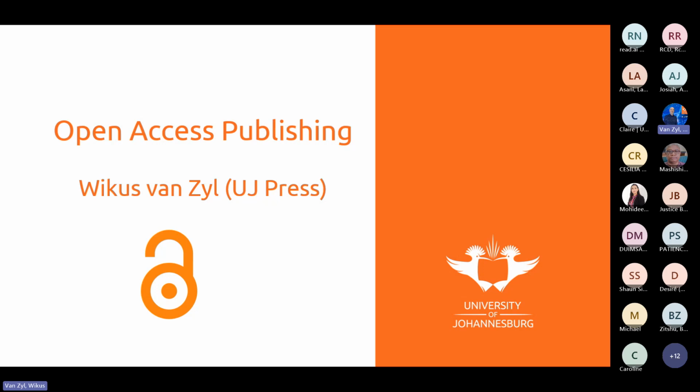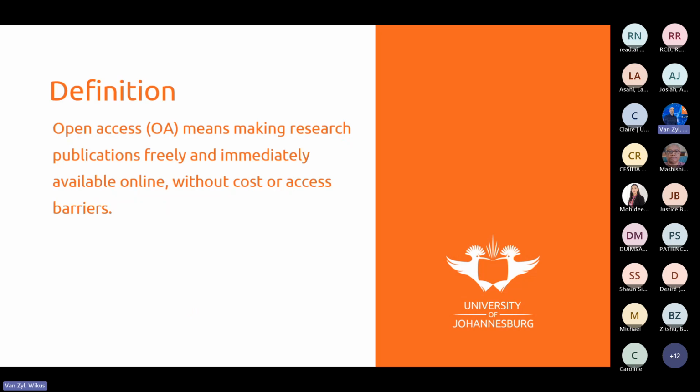Thank you for the opportunity to share a bit about open access publishing. I'm Vickers van Zyl and I'm the manager at UJ Press. We're an open access press and we have about 21 open access journals, of which 16 are Diamond Open Access. We've got about 150 titles open access online on our UJ Press site. So this will be focused on open access publishing.